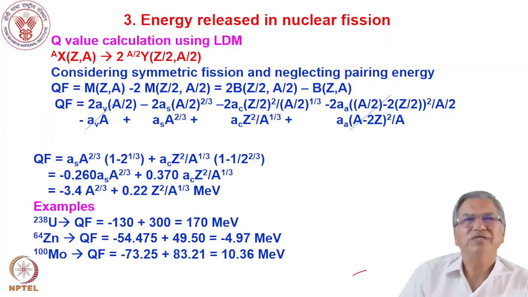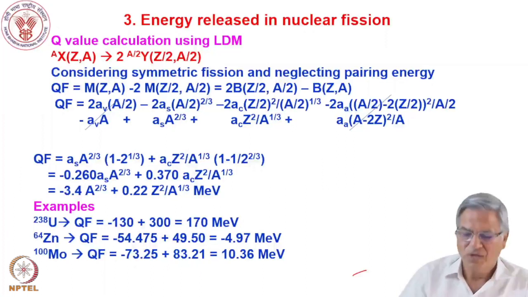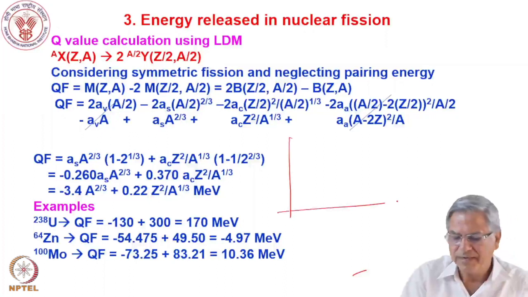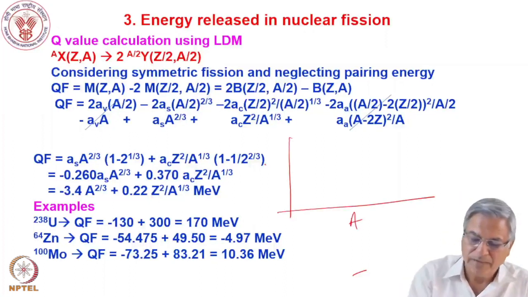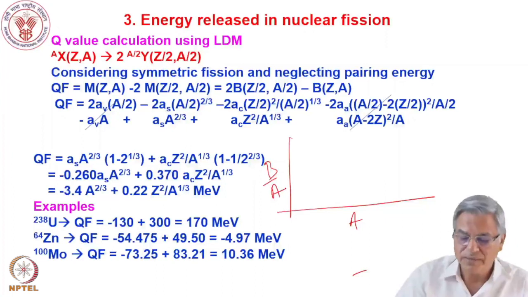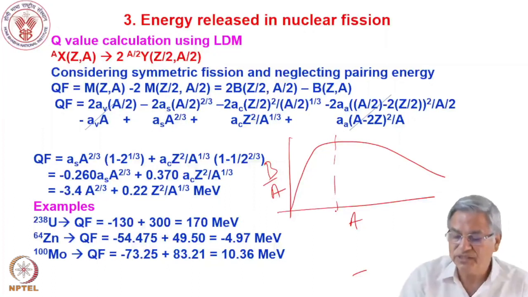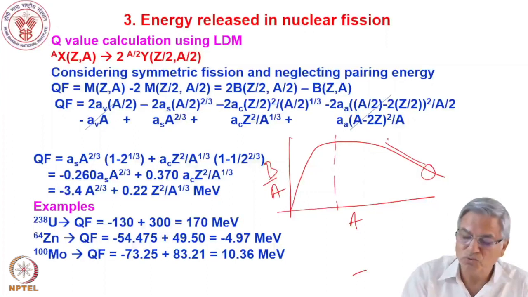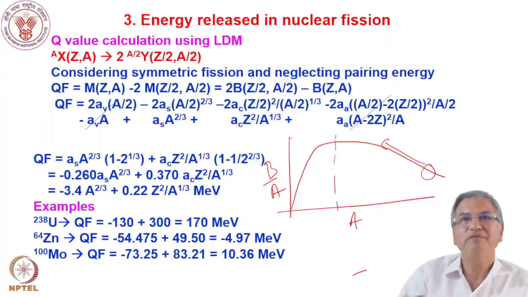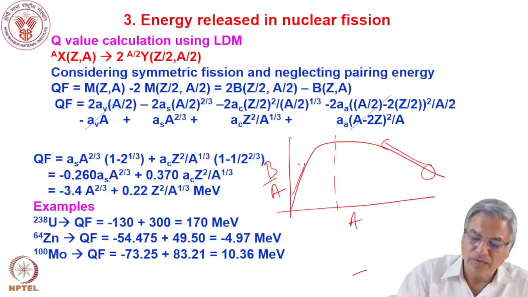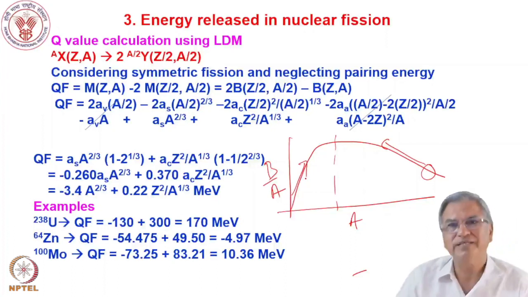Now let us see how the liquid drop model can explain the energetics of the nuclear fission process. We know from the binding energy curve, that is binding energy as a function of mass number, that the binding energy per nucleon reaches a maximum about mass number 60. So when heavy nuclei split into two equal fragments, there is a gain in binding energy, and so the Q value should be positive. Like the light nuclei, when they fuse together to form a heavy nucleus, there is a gain in binding energy, and so these are exergic reactions.